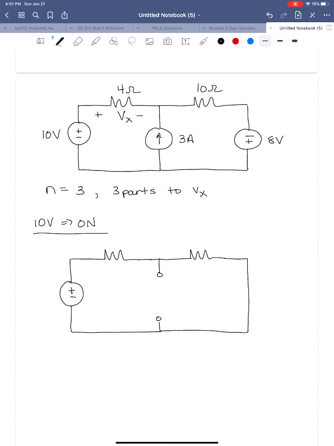Now, if it helps you to have these open terminals here where the current sources are when we turn them off, you can certainly leave them. I prefer not to keep them in the circuit, so I'm going to erase them. We don't need them for this particular technique, but I'll let you decide if you would like to keep them or not. So we have 10 volts here, 4 ohms here, 10 ohms here, and now we are solving for Vx1, the first part of the voltage Vx that's a function of only the 10 volt source.